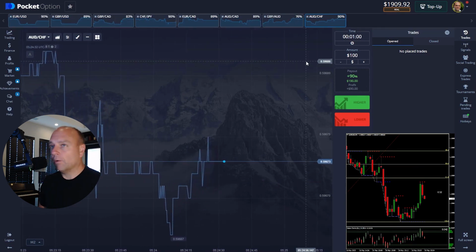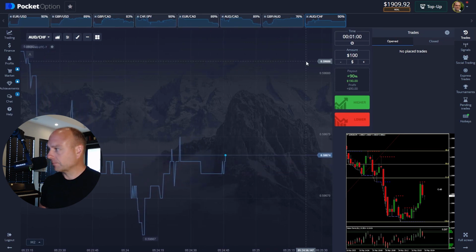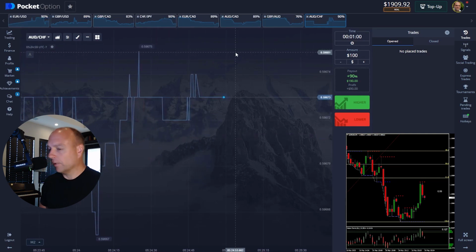Looking around for our next opportunity to trade. I'm watching this Aussie Franc to see if it'll get me down to that support level.